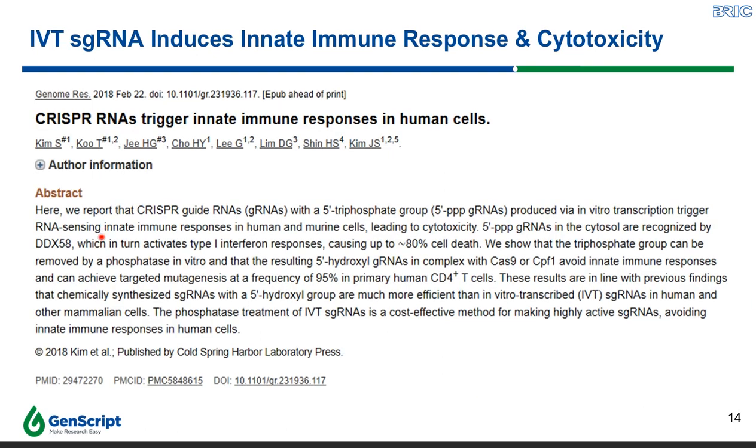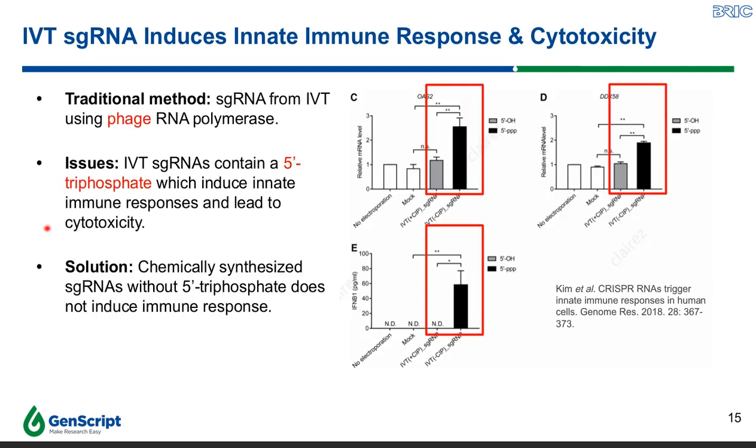A recent study by the same group of researchers showed that the use of the IVT sgRNA may have brought an immunogenicity or cytotoxicity issue due to the presence of the 5' triphosphate moiety in the sgRNA. It was hypothesized that the 5' triphosphate causes the sgRNA to be recognized as a foreign or non-self RNA that will activate or induce type 1 interferons, which in turn activate antiviral effector proteins, including DDX58 and OAS2.